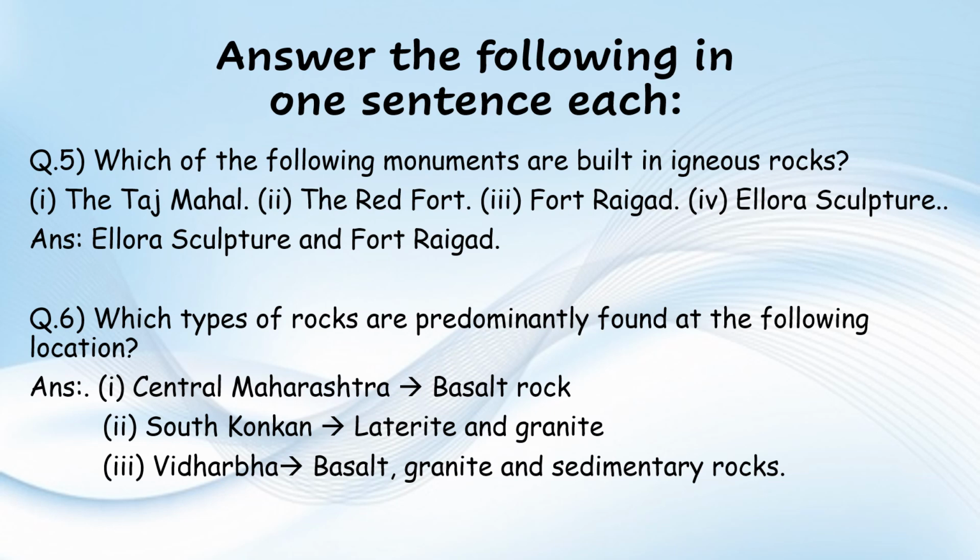Then which types of rocks are predominantly found at the following locations? Central Maharashtra, we have basalt rock. South Konkan, laterite and granite. Vidarbha, basalt, granite and sedimentary rocks. Even this we have learned through our map.